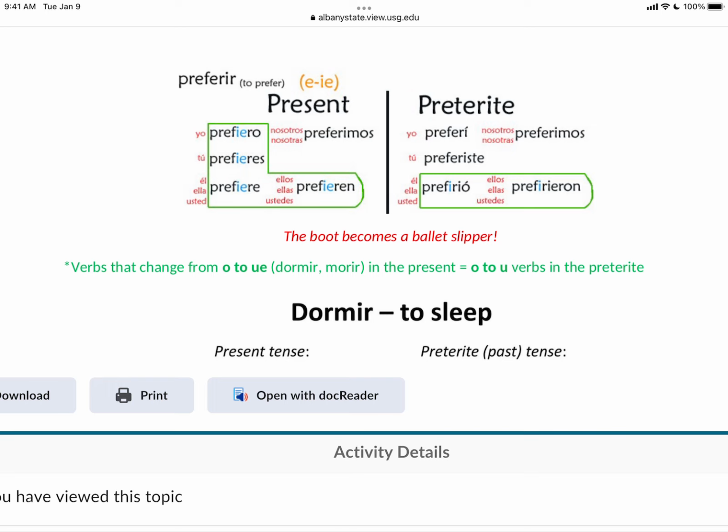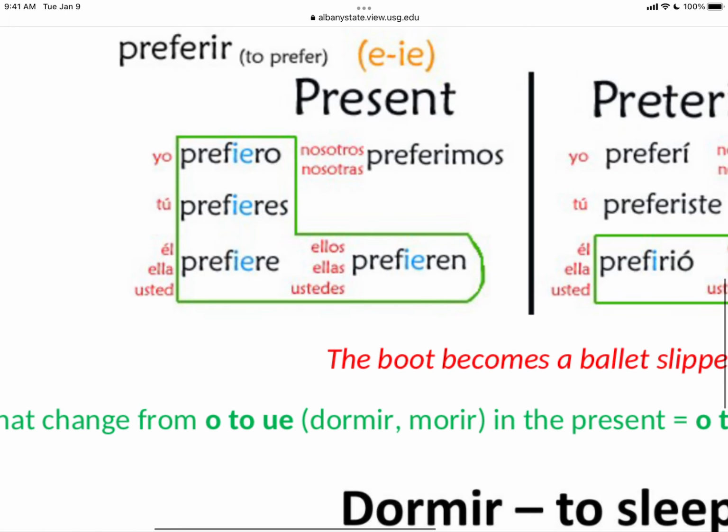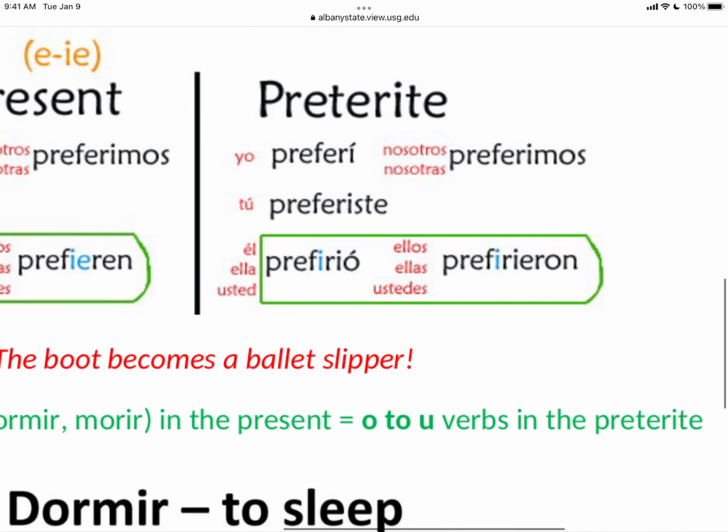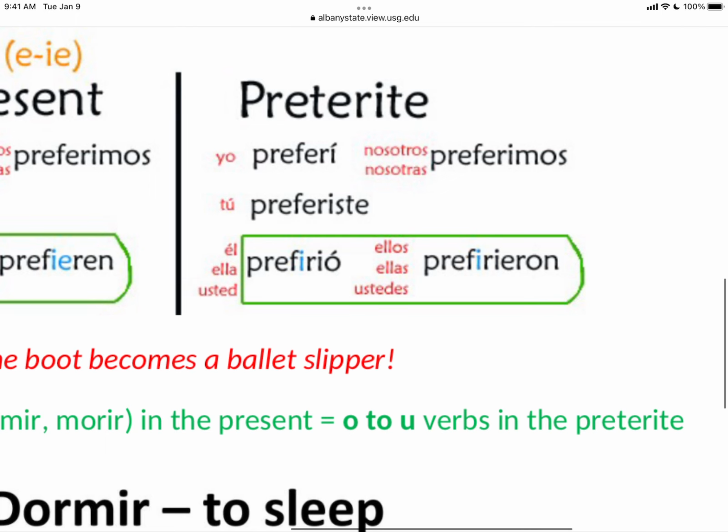In the present tense, it did have a stem changer. It changed to prefiero, as you can see in the blue right there, right? The E changed to an IE stem changer. You can also see that boot, it did not have a stem changer in the nosotros form. In the preterite form, if we go over here, though, we don't have a stem changer in the yo form. We don't have a stem changer in the tú form.